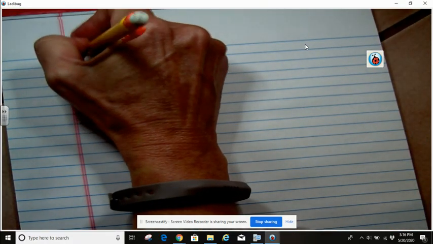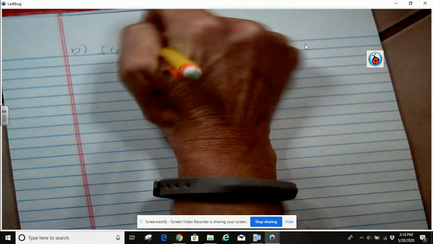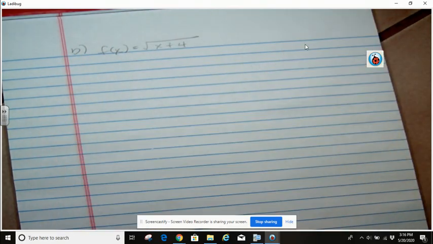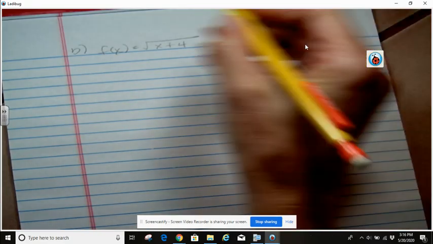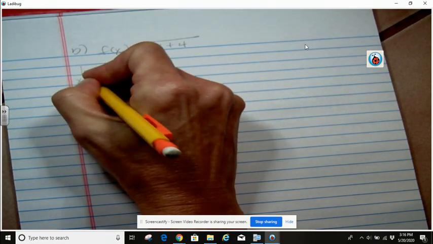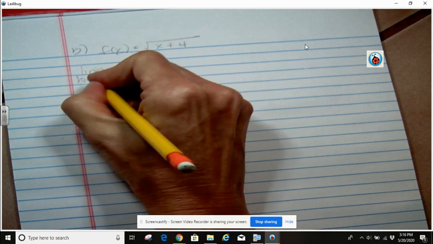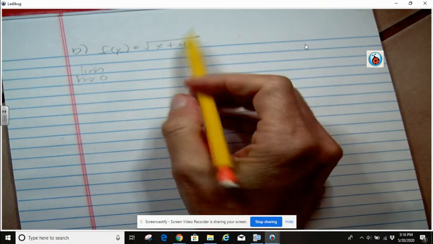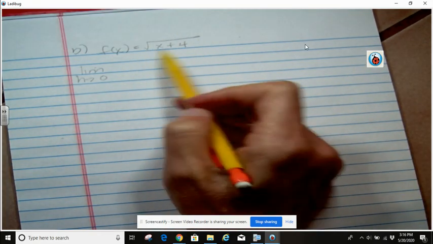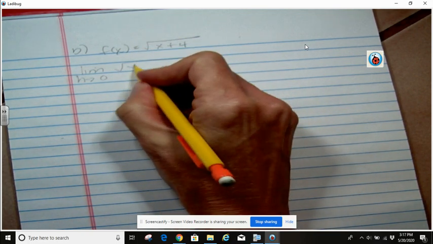Okay, so for part B, f of x equals the square root of x plus 4. Okay, so remember, we are using that formula where we're going to do the limit as h approaches 0. First, it's f of x plus h. So rewrite your function except replace x with x plus h.